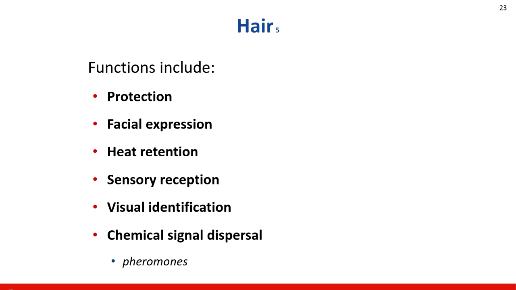Visual identification. One of the ways that we're able to tell somebody is older is if they have gray or white hair, mostly gray, or the loss of hair, usually in older folks.